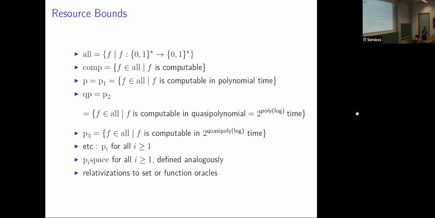Okay, so here's what I mean by resource bounds. We can talk about all functions. We can talk about computable functions. P1 is functions that are computable in polynomial time. QP is computable in quasi-polynomial time. We can continue up a hierarchy to P3, et cetera, and also define PI space for all I greater than or equal to 1. And then we can take any of these relativized to set or function oracles. Okay, so that's what I mean by resource bound here.